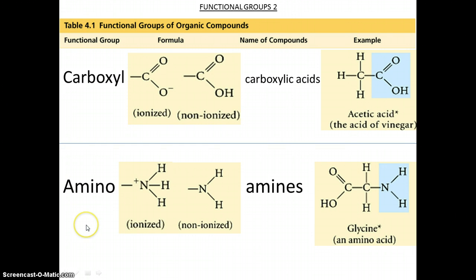Now another group is amino. And notice it has a nitrogen and 3 hydrogens when ionized. When it has an extra hydrogen, it's ionized. When it has 2 hydrogens, it's non-ionized. Now, amino groups or amines, you can find these in proteins, and it acts like a base because it's a hydrogen acceptor. And again, it makes that molecule polar.